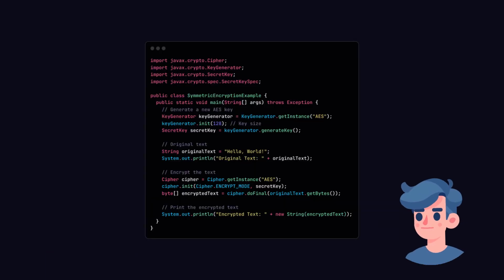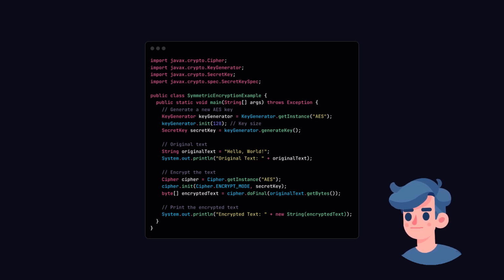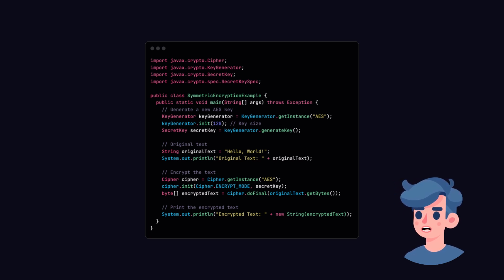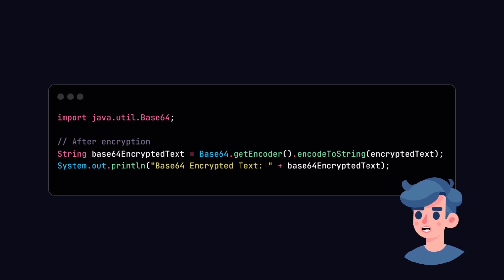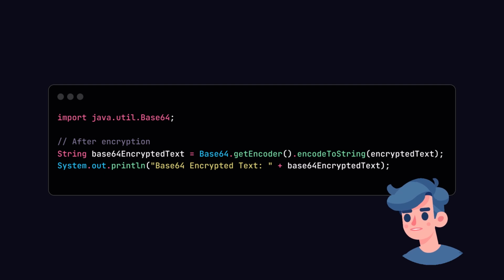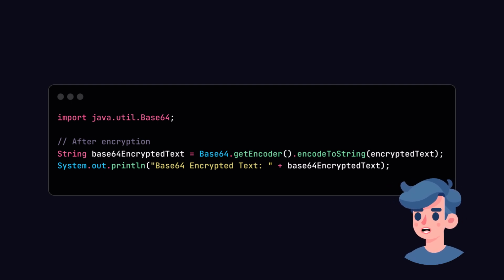To begin, we'll look at symmetric key encryption. We will use the AES, Advanced Encryption Standard, algorithm for this. In Java, we can utilize the javax.crypto package to perform encryption and decryption. In this example, we generated a symmetric AES key of size 128 bits. Then we encrypted a simple text, "Hello, world."